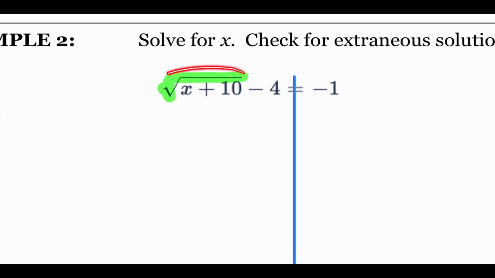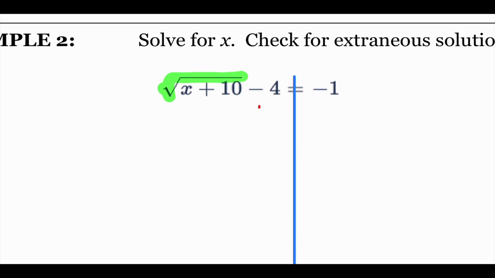So here's the root. Is there anything else with it, or is it just by itself on that side? It's got that -4, right? That -4 is not part of the root. So it's not quite by itself. So how do I get rid of that -4? What's the mathematical way I get rid of that -4?